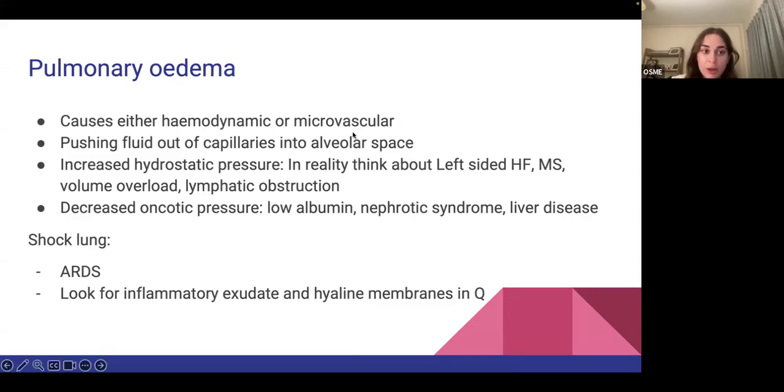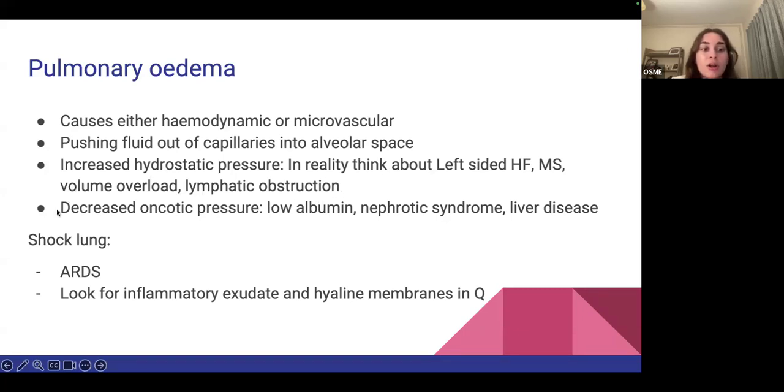So pulmonary edema, the causes of this are either hemodynamic or microvascular. So think about how there's components of the blood. Pulmonary edema is due to fluid from the vessels going out into the alveolar space. So you can think of it as increased hydrostatic pressure, so there's left-sided heart failure. This is mitral stenosis, not multiple sclerosis, sorry. There's volume overload, so they've just been given too much fluid. This is more common in hospitals where a patient comes in and they've been given a bag of fluids and it's just gone into the wrong compartments, or there's lymphatic obstruction, which is relatively small print and quite rare.